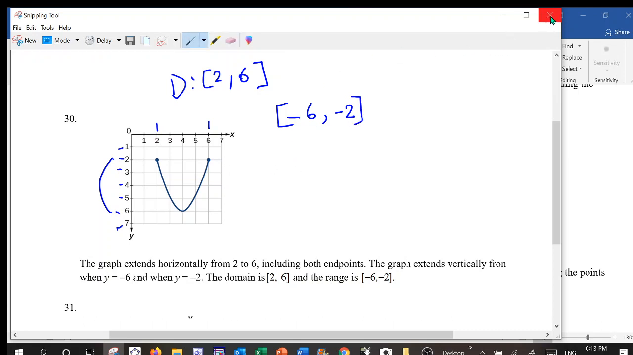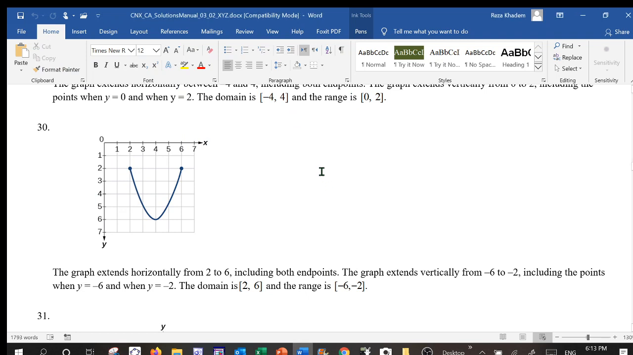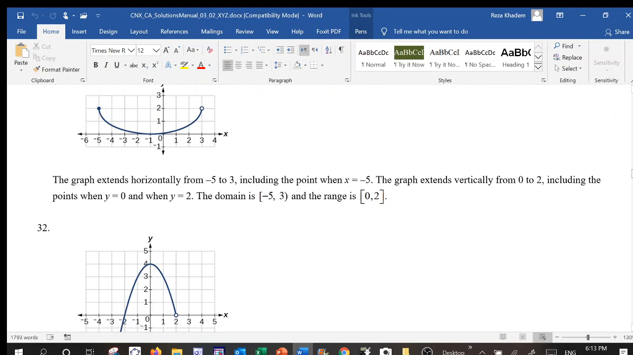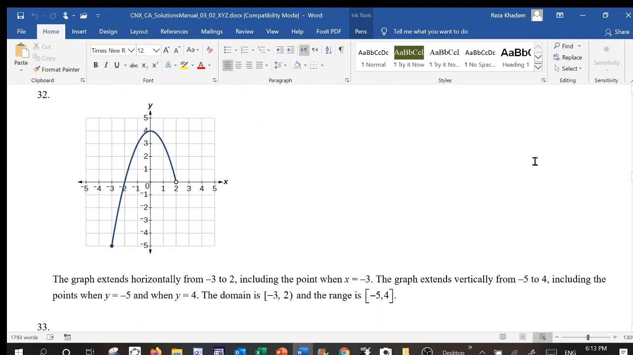So that's the domain and range for number 30. Now what about number 32? What's the domain for this one?